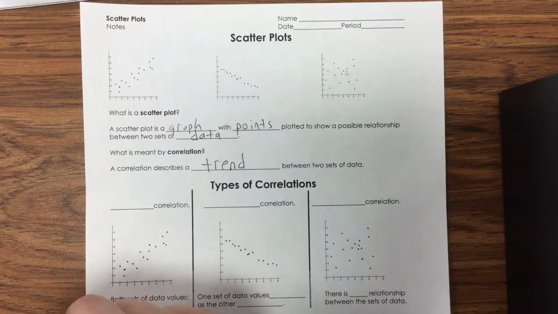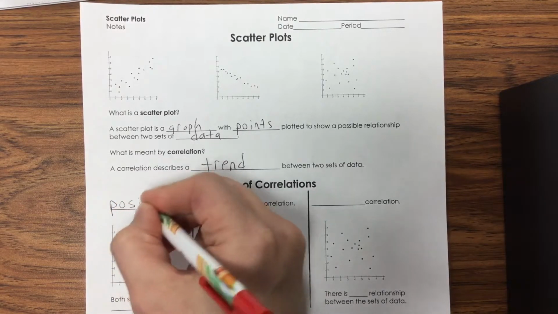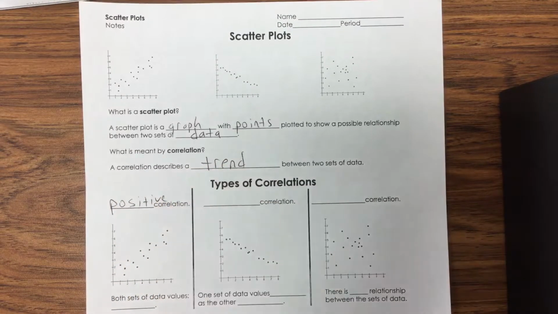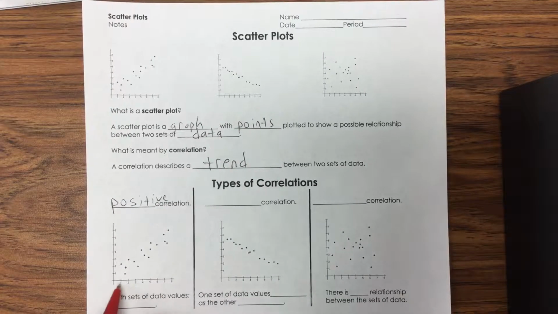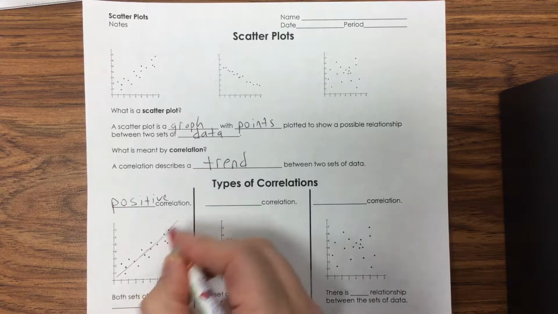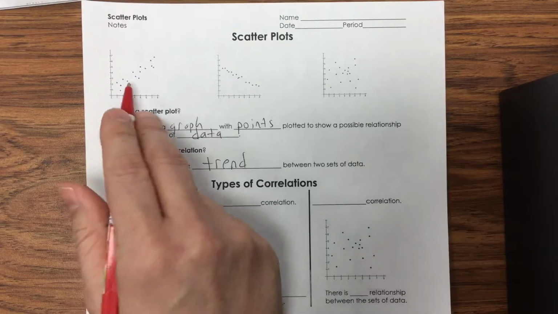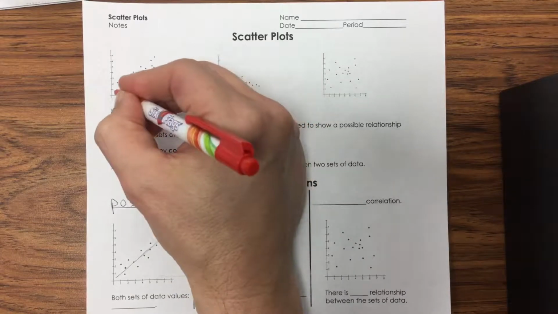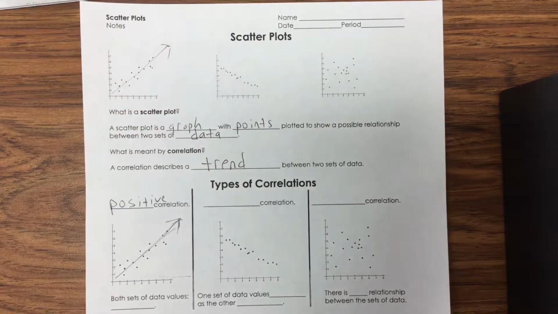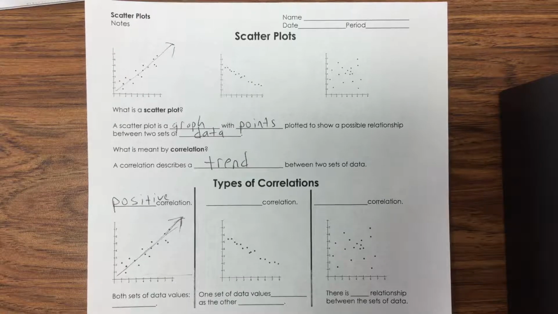Okay? The types of correlations are positive. What a positive correlation is, it means as the x values are getting bigger, the y values are also getting bigger. So you're going to have a general direction of an uphill direction. All right? This top one up here is also a positive trend. Okay, it's similar to the positive slope of a line.